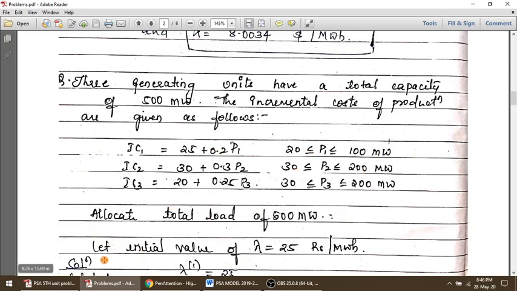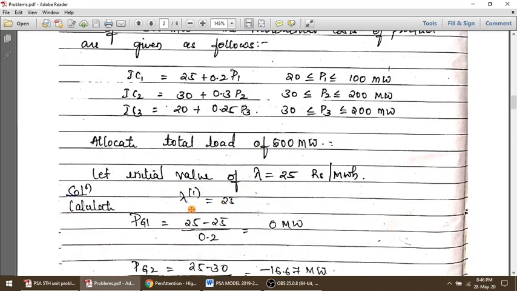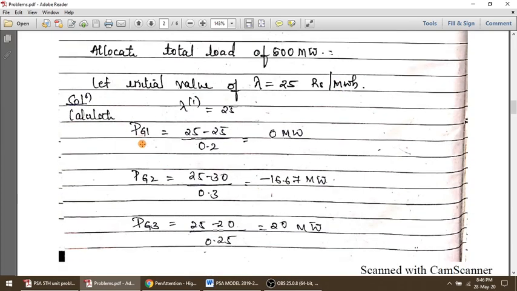The total load is 500 megawatt, and they have given the initial estimate of lambda to be 25 rupees per megawatt hour. If this is not given, you can assume 25, or 30, or 20, or any number nearer to these values. I can go for 21, 22, 26, 25. Based on that you can choose the initial value. So lambda of 1 is equal to 25 according to the question. We will calculate PG1, PG2, PG3 using the initial estimate. These are the values we get.